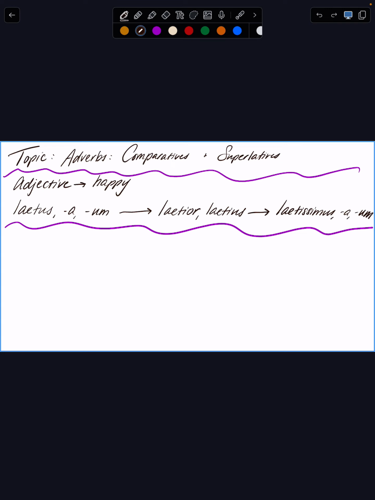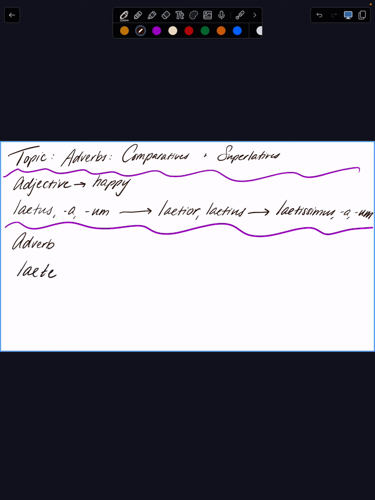Remember, adverbs usually end in -ly. So instead of happy, how would I make that in English an adverb? Happily, right? And you'd have happily, more happily, or the most happily. Those are just the different degrees. In Latin, what that looks like is this. Adverb, yes, good. Laite. Nice. Well done, Tim.